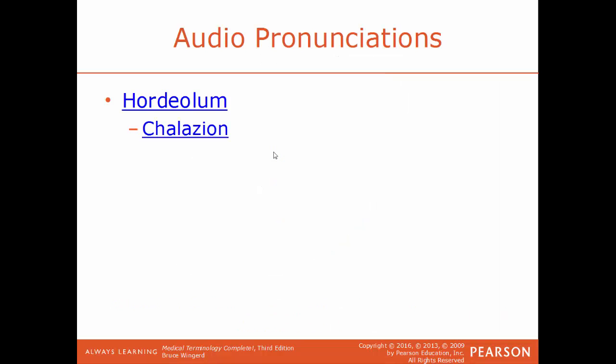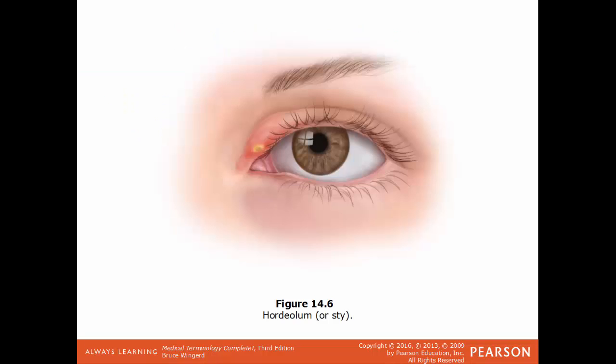So our next term, hordeolum. This is another word for a stye, which is a localized infection of an eyelid, usually involving an eyelash. It could also be called, our next term, chalazion. They both are a reference to a stye. Here's an illustration of how that would look. Basically, an infected eyelash.